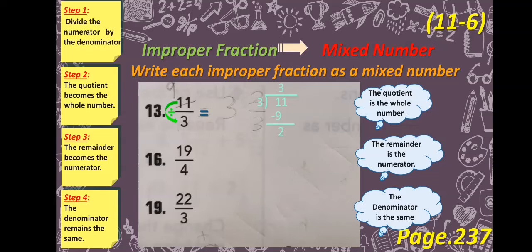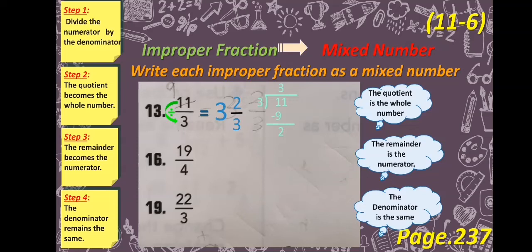The remainder will be our numerator and the denominator stays the same. So the quotient will be the whole number, okay? The remainder will be the numerator, the denominator stays the same. So the answer will be 3 and 2/3.